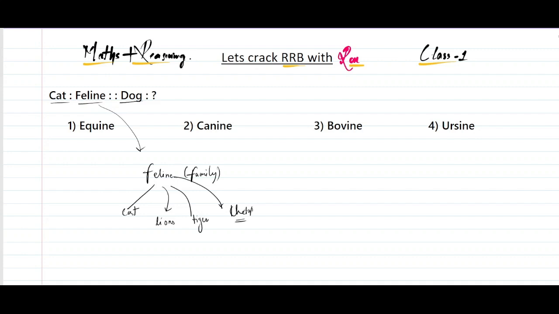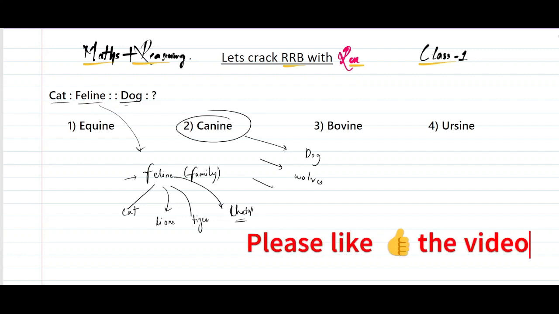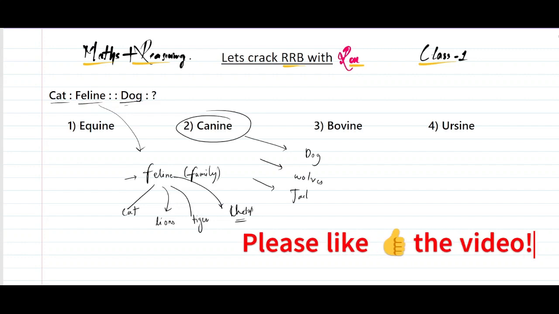So all these animals come under the feline family. Similarly, dog comes under which family? Means the answer is canine. Canine is like a family. So in this canine family you will get dogs, wolves, jackals, like that. Okay, remember this. Cat belongs to the feline family. Dog belongs to the canine family.